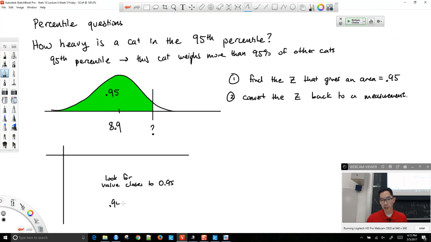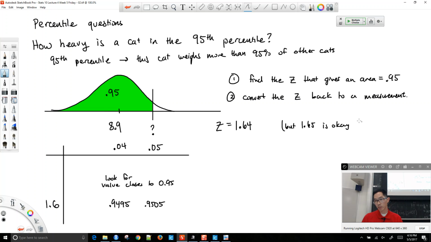Most of the time it's not like this. Most of the time one of these values will be closer, but in this circumstance they are both 5/10,000ths away. This is in the row 1.6, and the column over here is 0.04, and the column over here is 0.05. So I'm just going to arbitrarily pick one, and I'll say z is equal to 1.64, but in this situation it's okay to pick 1.65, because it is just as close to 0.95. Usually, one value is closer, and you use that one.